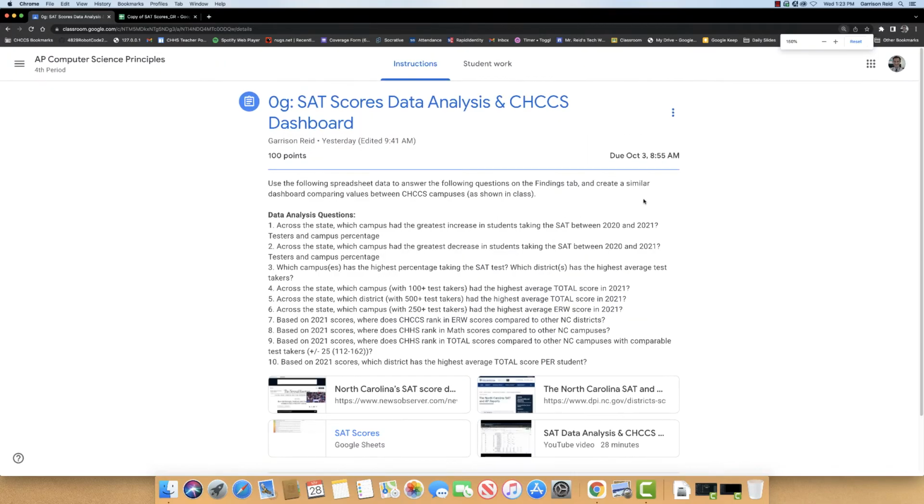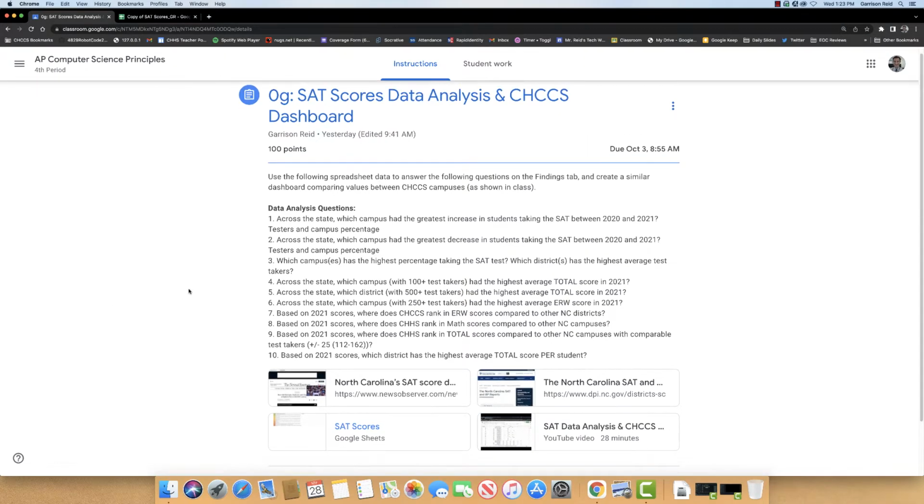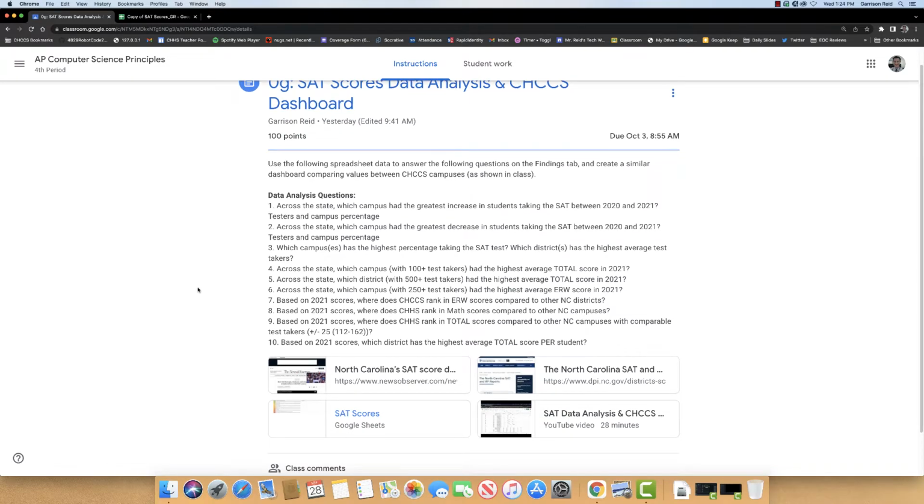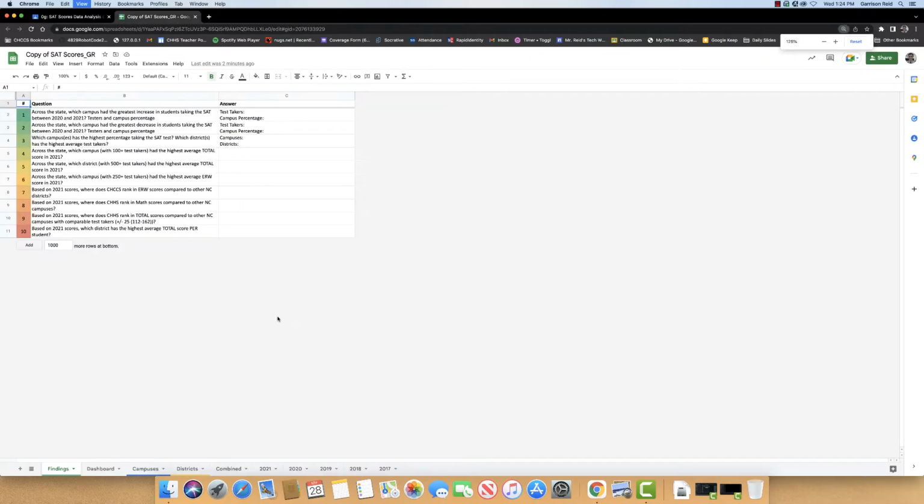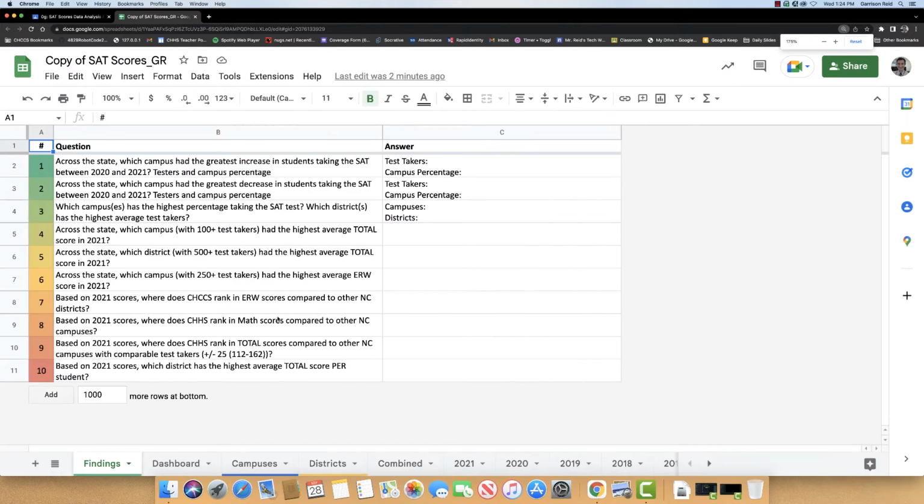So we're going to go through this list. And this is the data from the North Carolina Department of Public Instruction, where they've got SAT data for a number of years. These are the questions we're going to look for. And I'm going to pull up this document. This is the same exact questions. So these are the things we're going to be looking for.